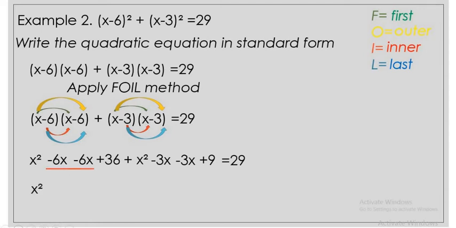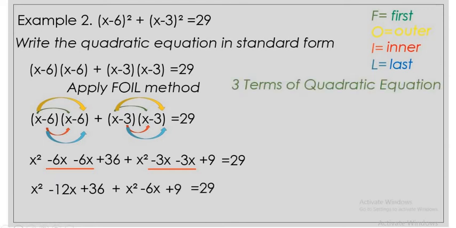x squared, and these two are the same terms, so we have negative 6x minus negative 6x is negative 12x plus 36. Next is x squared, and these two are also the same, so negative 3x minus negative 3x is negative 6x plus 9 is equal to 29.